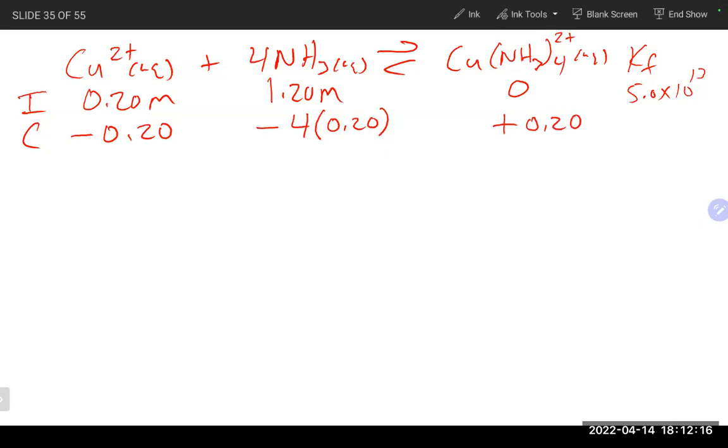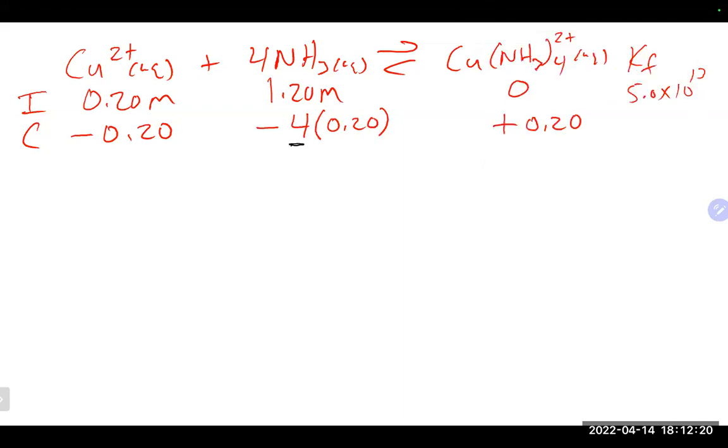So why did I do a 4 here? Because of the coefficient. If we did a traditional ICE table with x's, I'll just put it underneath, we would do minus x, minus 4x, and plus x there. Since we're making the assumption that the change should be the metal, and it's going to be the limiting reagent, we already know what the change is. We still have to take the coefficient into account.